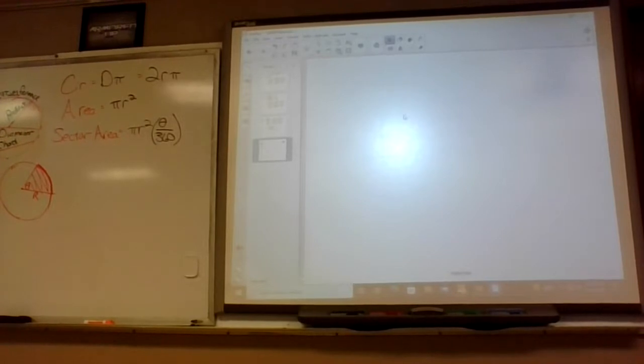Hopefully you kind of remember at least the circumference and area formulas a little bit. The sector area is a new thing for us. There's also a formula for arc length, but evidently the book's not going to do that. Okay, I think we're ready to rock and roll.